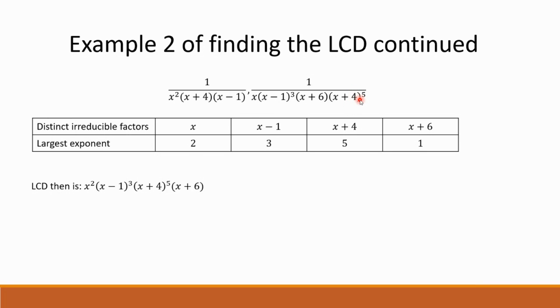But what are the biggest exponents? x squared, as opposed to just x. For x plus 4, the biggest exponent is 5, so that goes here. For x minus 1, the exponent is not listed, it's understood to be 1, but the biggest is 3, so 3 goes here. And x plus 6 is only listed once. Its power is 1, you don't have x plus 6 over here, so we take 1 as the exponent.